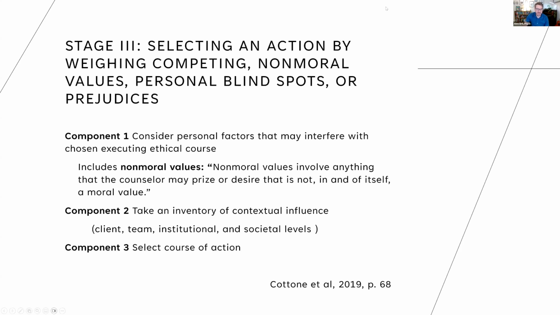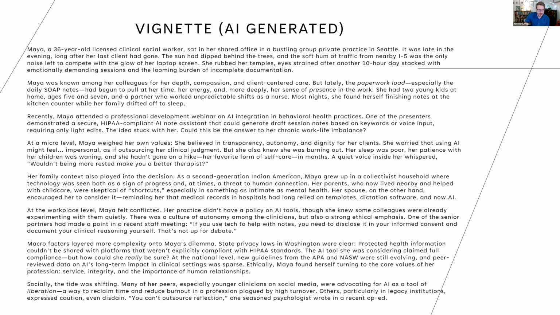So, in my situation, we need to consider stage 3, selecting an action by weighing competing non-moral values, personal blind spots, or prejudices. If we go back to the vignette itself, I'm looking at the fourth paragraph down. She believed in transparency, autonomy, and dignity for her clients. How are those beliefs going to influence her decision to use AI? How would those values even influence her potential over-reliance on AI?